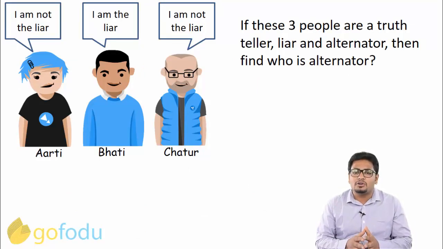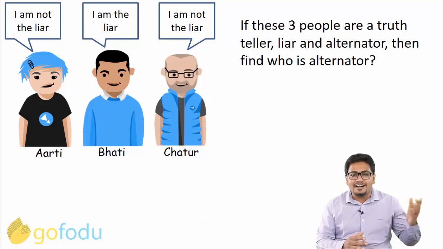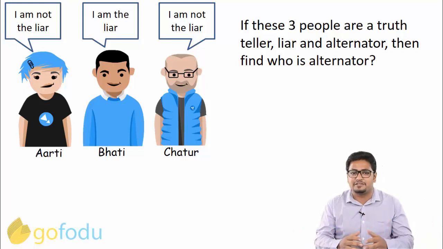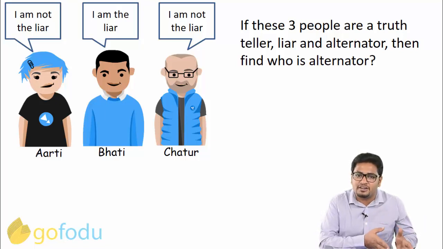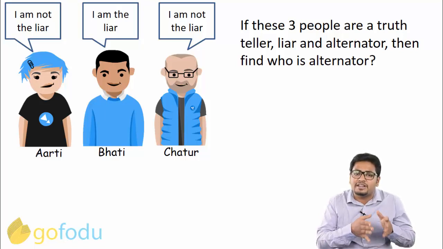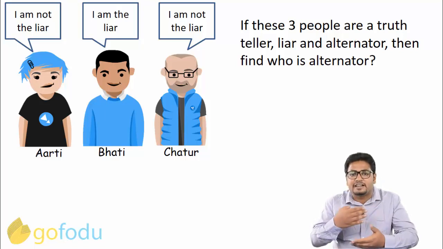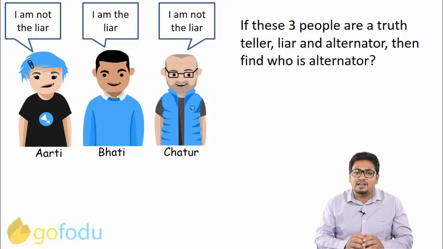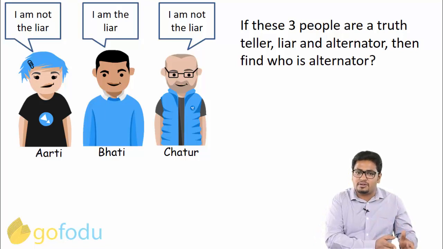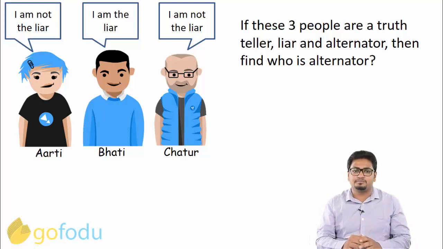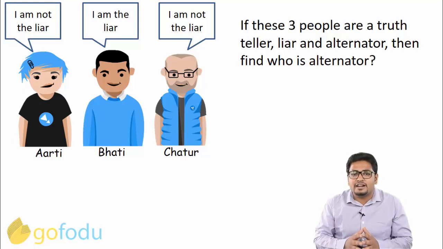Now let's talk about a slightly new character. So Arti, Bhati and Chatur are back and they are giving some other statements about themselves. They are among a truth teller, a liar and an alternator. An alternator is a person who tells a truth and a lie alternately, but the order of it is not fixed. That means either he can say the first statement as true and the second as a lie, or the first as a lie and the second as true. Okay, let's look at the statements and we have to figure out the alternator among the three.